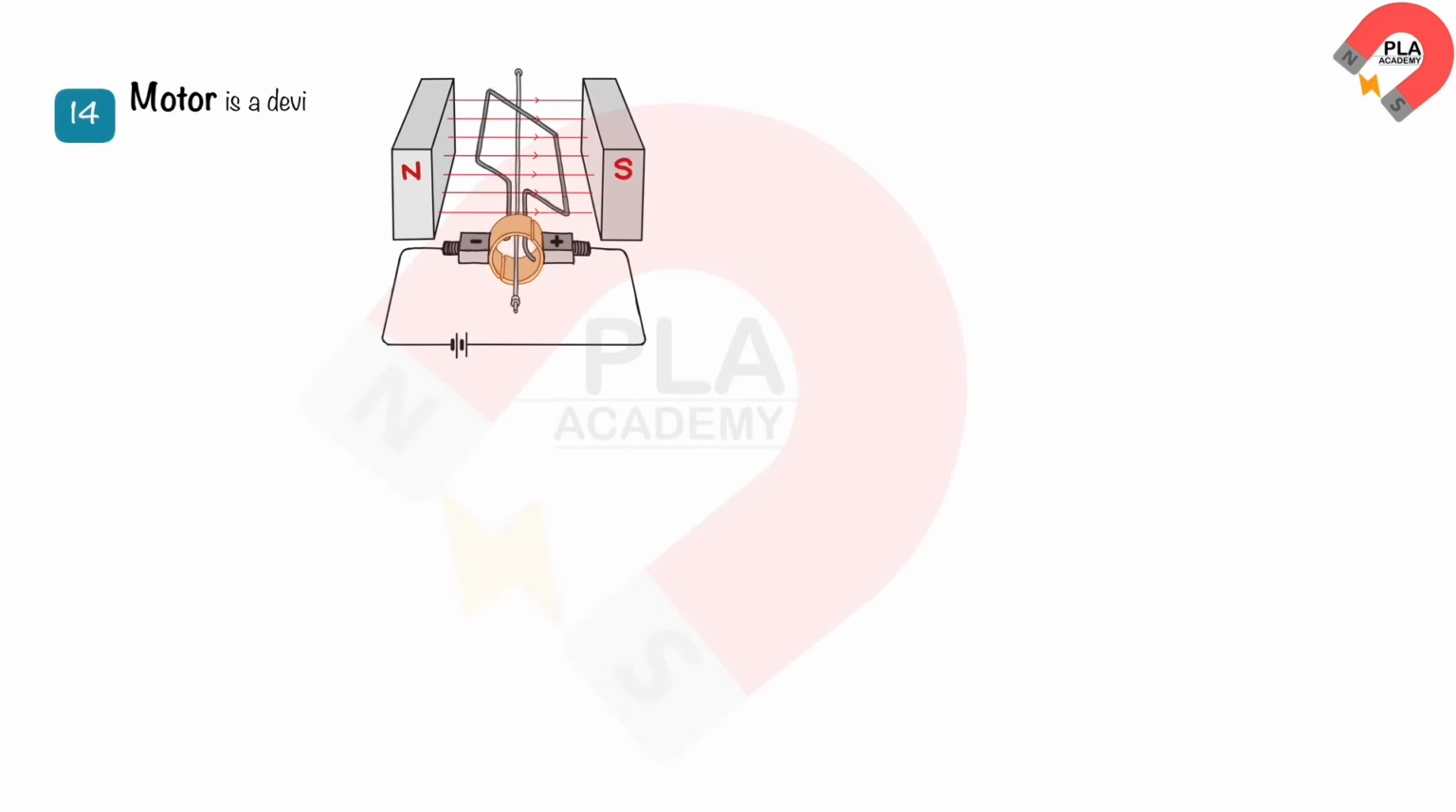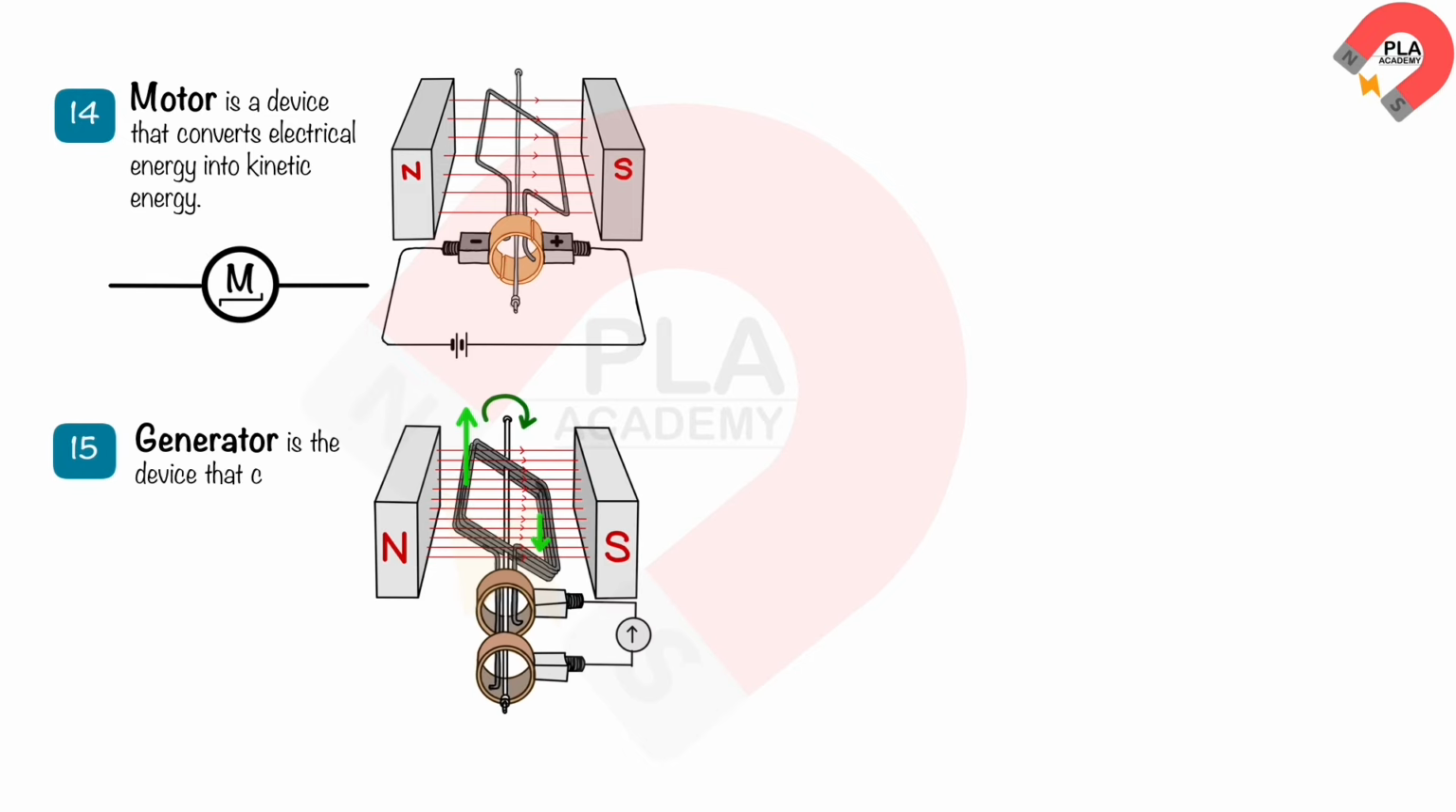A motor is a device that converts electrical energy into kinetic energy. This is the symbol of a motor. A generator is the device that converts kinetic energy into electrical energy. This is the symbol of a generator.